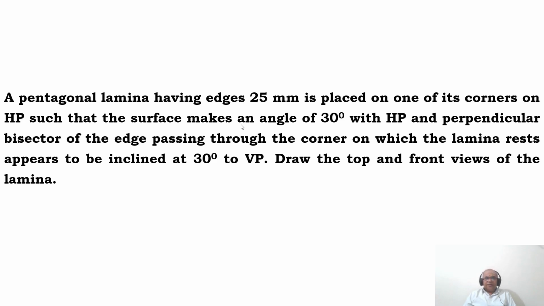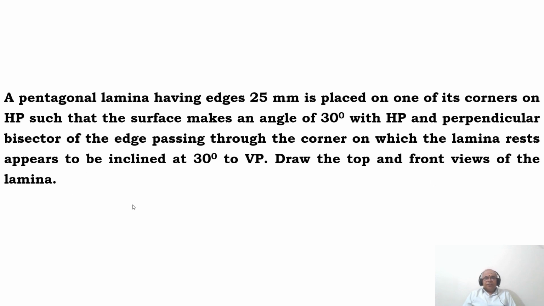such that the surface makes an angle of 30 degrees with HP, and the perpendicular bisector of the edge passing through the corner on which the lamina rests appears to be inclined at 30 degrees to VP. Draw the top and front views of the lamina.